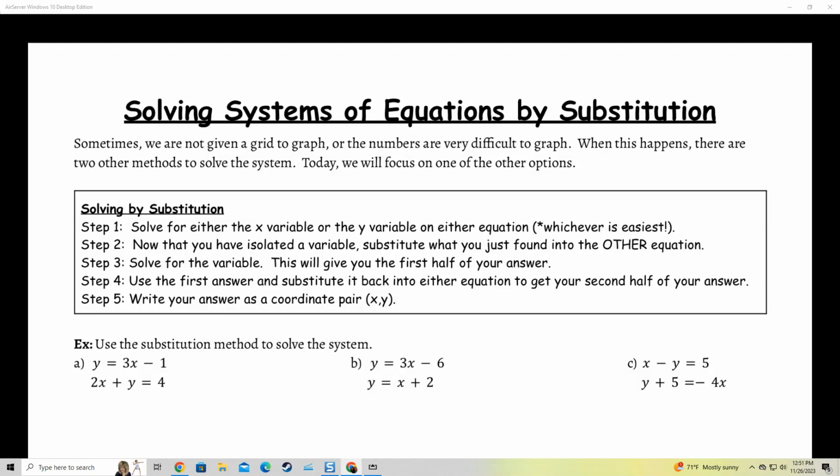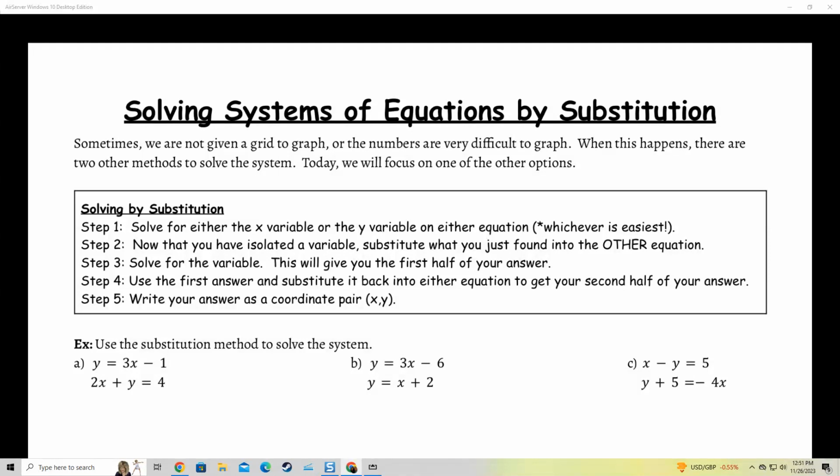There are 5 steps to it, and it sounds like a lot of steps, but honestly, once you get the hang of it, it becomes kind of natural. So step number 1, we're going to solve for either the x variable or the y variable in either equation. As long as I can get either x by itself or y by itself in either equation, that's what we're going to aim for. We're going to try to pick whichever one's easiest, and you'll see what I mean as we start doing these problems.